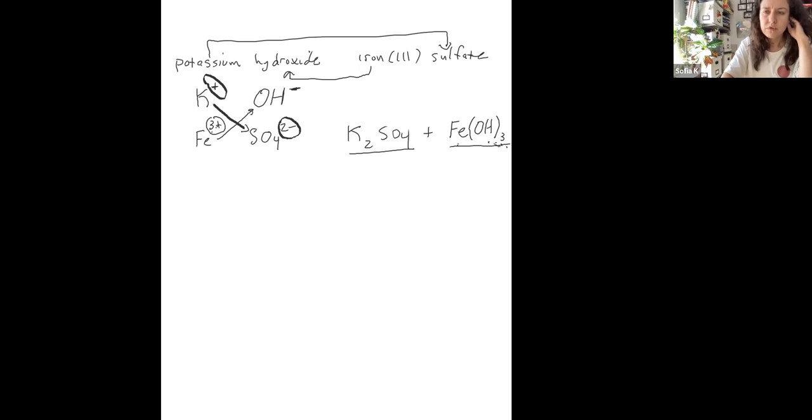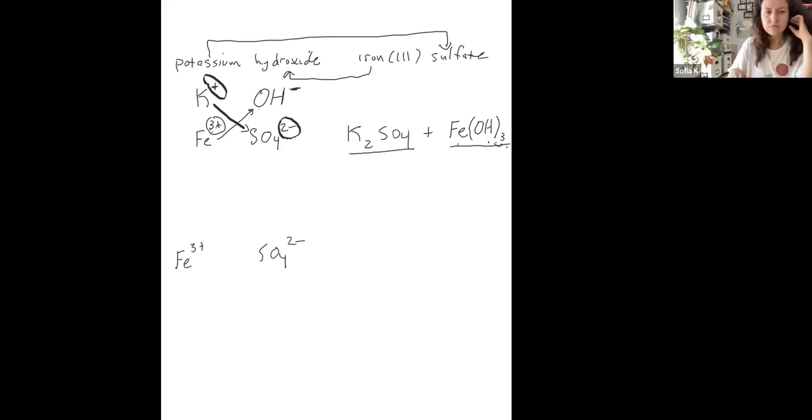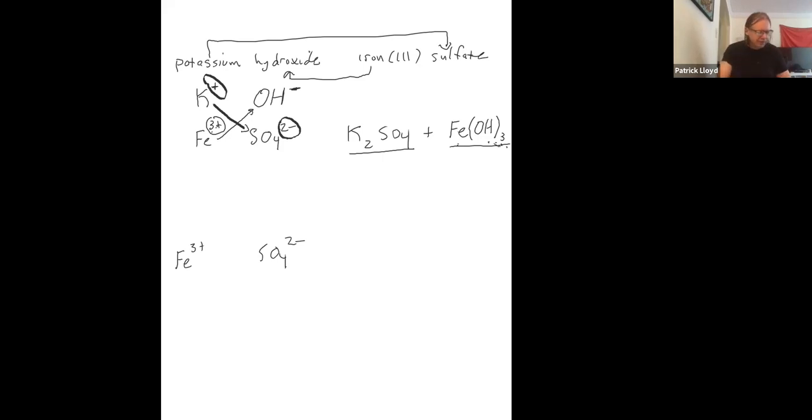So if you were doing the chemical formula for iron 3 sulfate, would it be just Fe3SO4? Here's what you do. You'd say, hey, iron is 3, that's the charge. Sulfate is -2. Can't change that. So now you have to say, how are they going to combine so that their charges are equal? Look, each one of these is +3. So what if I had 2 of them?